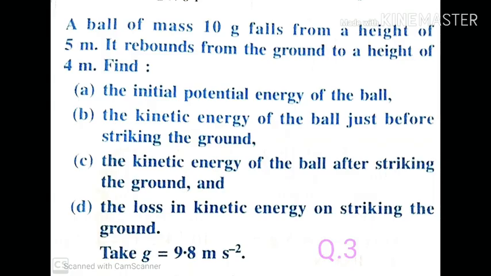Moving to question number 3. A ball of mass 10 gram falls from a height of 5 meter. It rebounds from the ground to a height of 4 meter. Find first the initial potential energy of the ball, second the kinetic energy of the ball just before striking the ground, third the kinetic energy of the ball after striking the ground, and fourth the loss in kinetic energy on striking the ground. g is 9.8 meter per second square. Please practice this type of numericals. It is very important. Let us solve it.